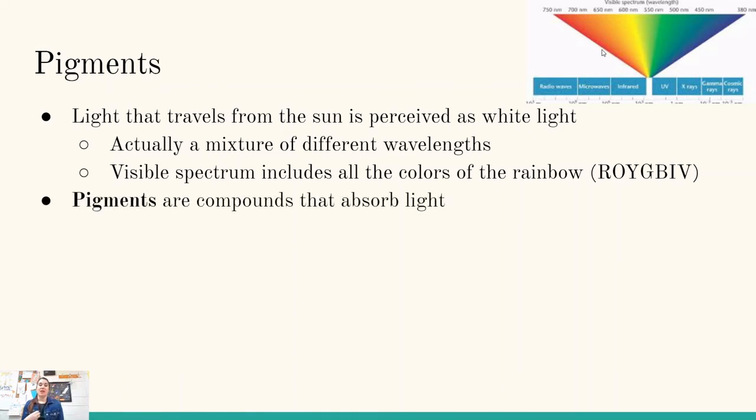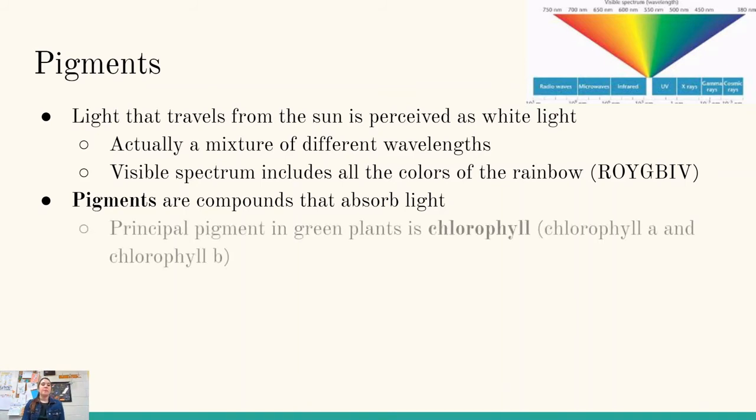So pigments then are compounds that absorb light. In green plants, the principal pigment you have is going to be chlorophyll. That's what gives plants their green color. And we have chlorophyll A and chlorophyll B. They're both generally going to make plants appear different shades of green.